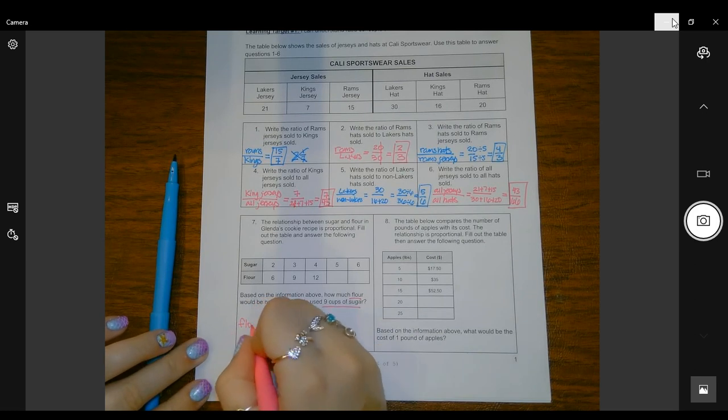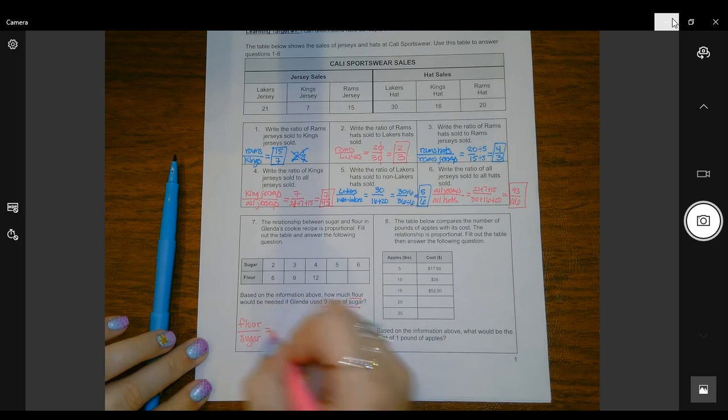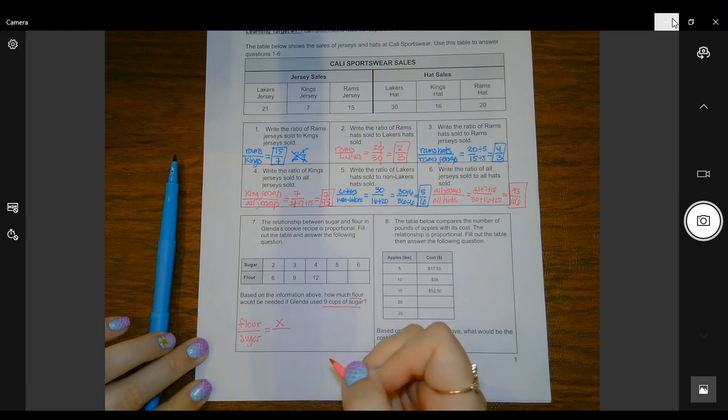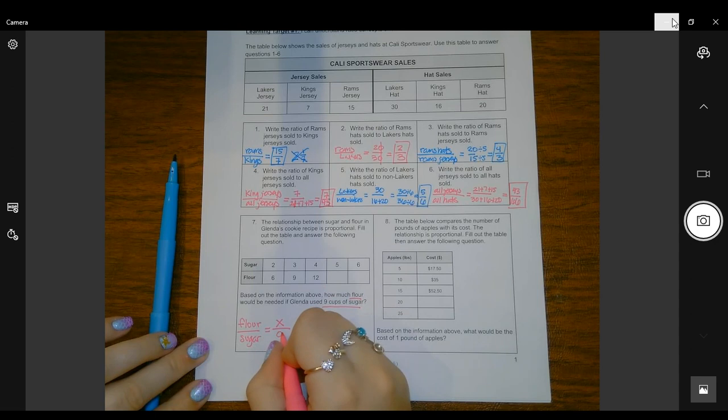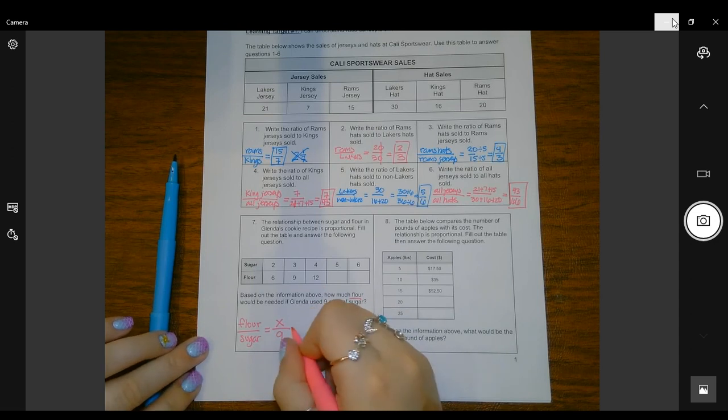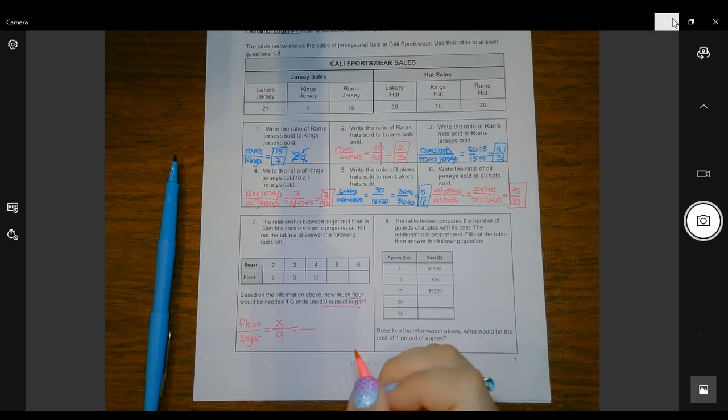So as I said earlier, we're comparing flour to sugar. And they told me how much sugar, so we don't know the flour. When we don't know something, we use a variable. And then how much flour for every 9 cups of sugar. So let's put a 9 where the sugar goes. You're like, great, so what's my proportion then?